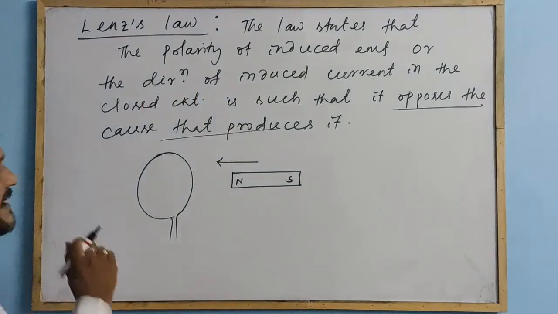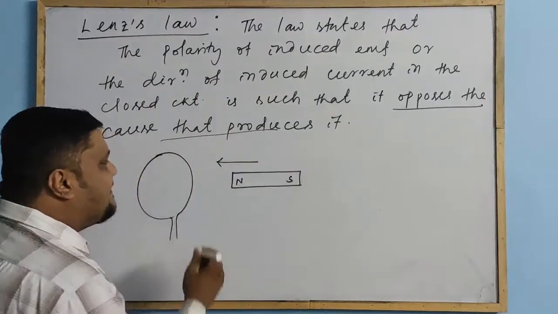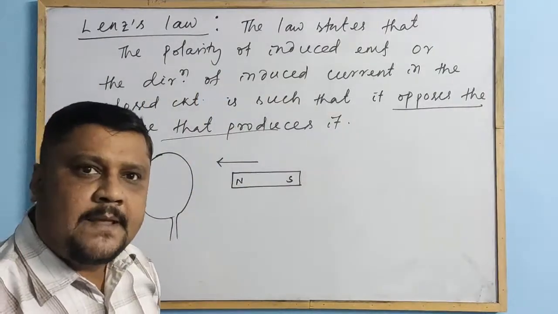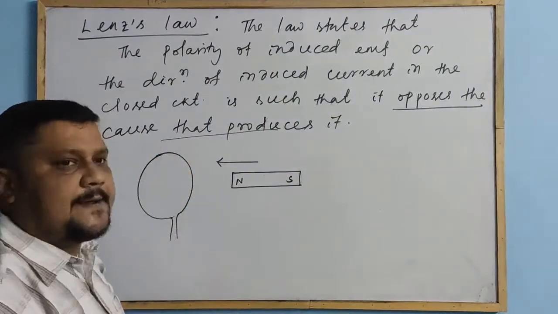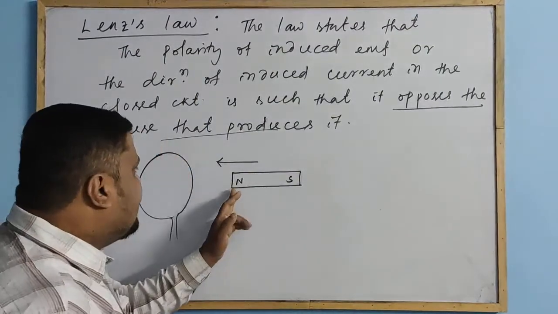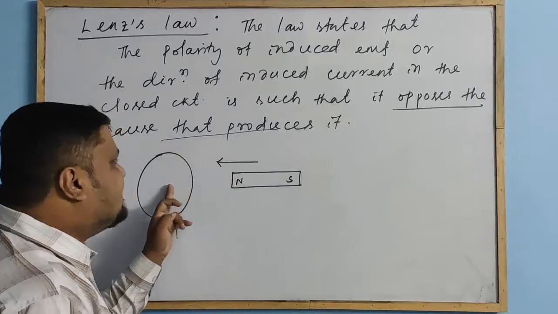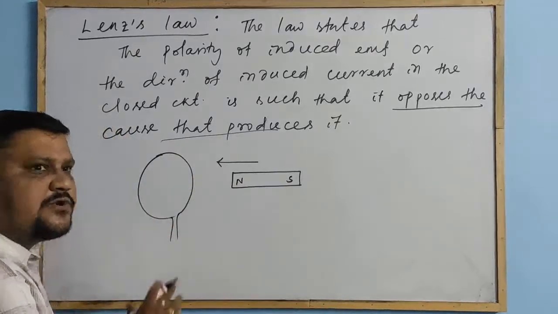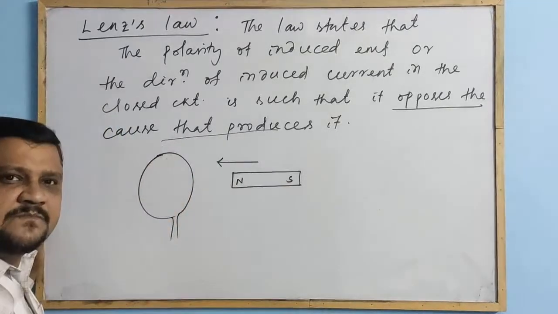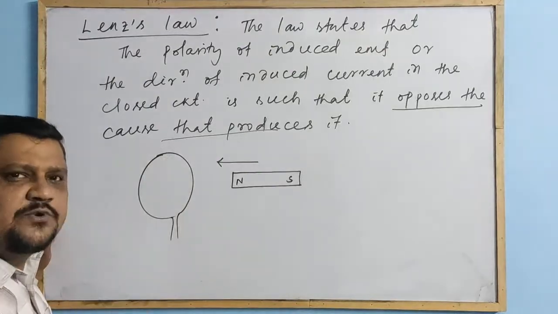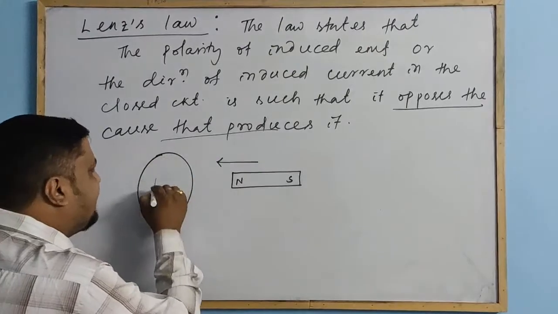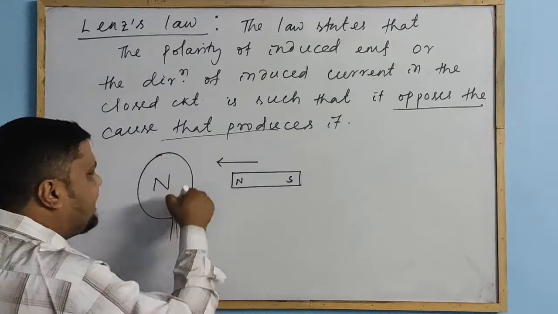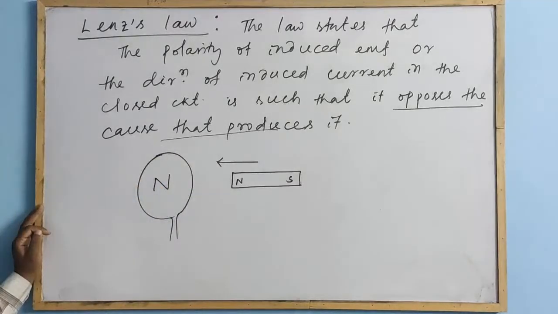So what happens here? When the north pole of the bar magnet moves towards the coil, the flux is increasing. So the coil tries to decrease the flux. To decrease the flux, what should it do? A north polarity will develop in the coil. What does north polarity mean?